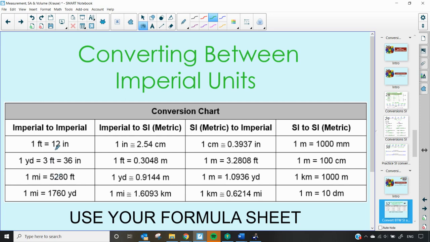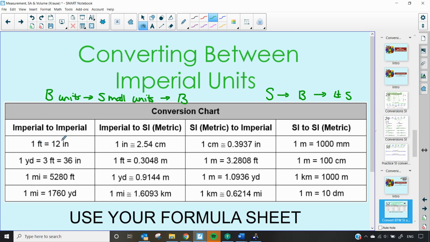As we go through our conversions, something that I want you to remember, which we talked about in our last video: if I'm going from bigger units to smaller units, my number should get bigger. Or if I'm going from smaller units to bigger units, my number should get smaller. That's important for us to remember because it helps us decide if we're multiplying or dividing.